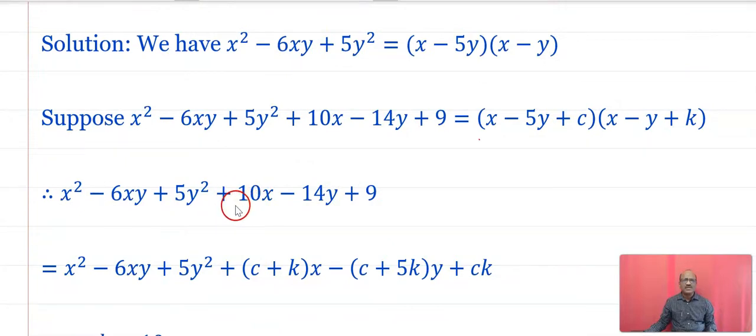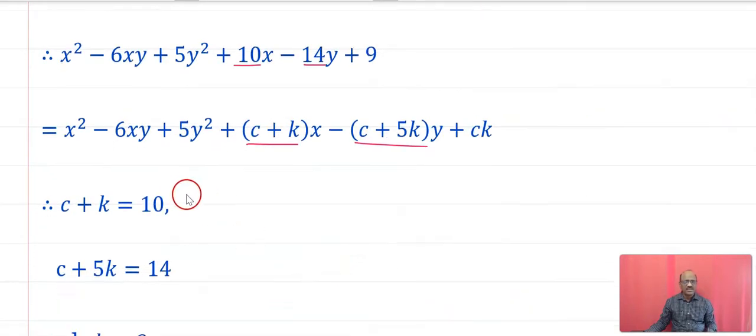That is, equate the coefficients: here 10 and here c + k, here 14 and here c + 5k. Equate them and solve this.